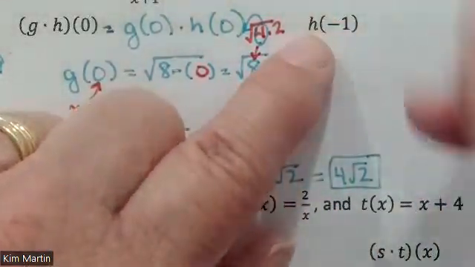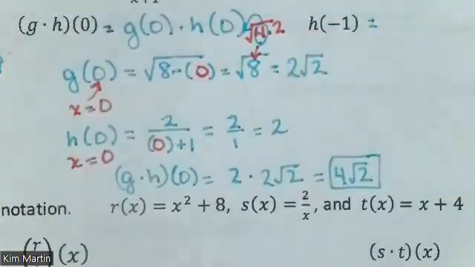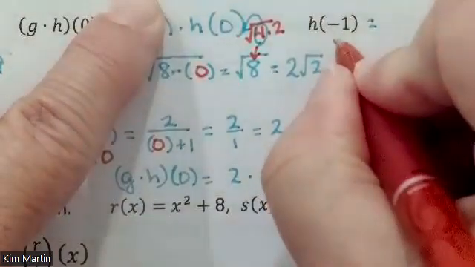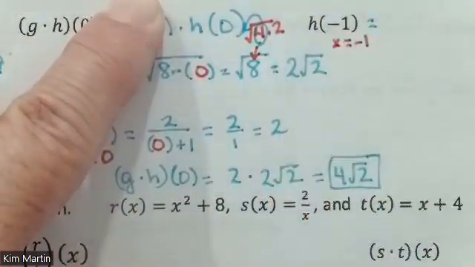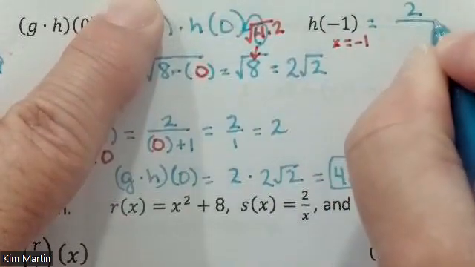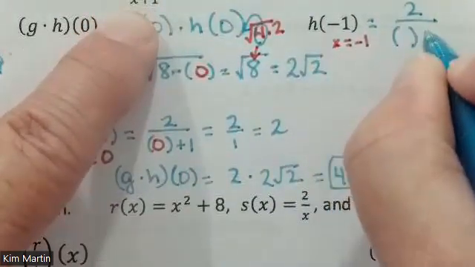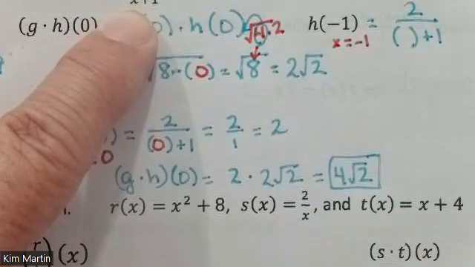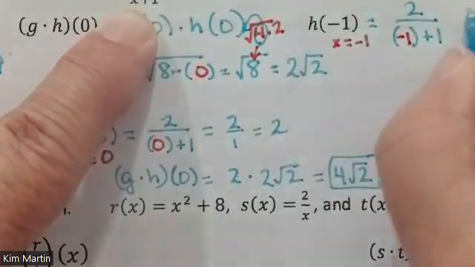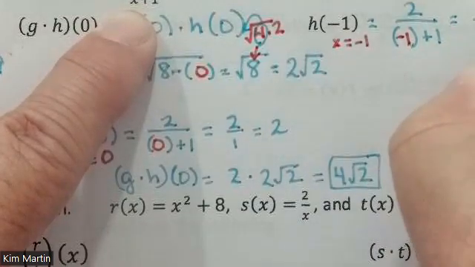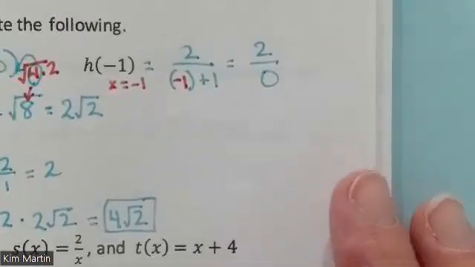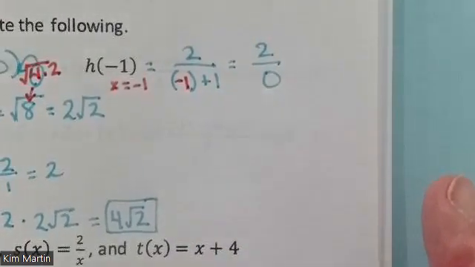Okay, h of -1. Well, we don't have to do anything new. We just got to substitute. This is telling me take out my x and put in a -1. So I'm going to say 2 over -1 plus 1. What do I get on the bottom there? 0. Oops, there we go. But that's a no-no, right?